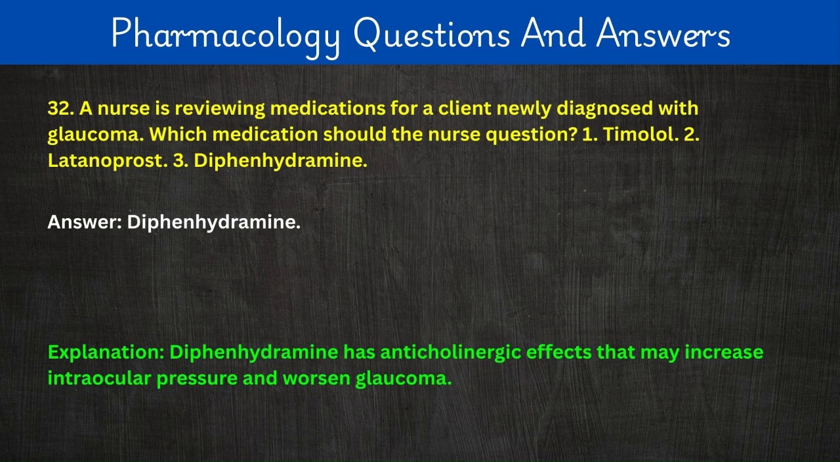32. A nurse is reviewing medications for a client newly diagnosed with glaucoma. Which medication should the nurse question? 1. Timolol. 2. Latanoprost. 3. Diphenhydramine. Answer: diphenhydramine. Explanation: diphenhydramine has anticholinergic effects that may increase intraocular pressure and worsen glaucoma.